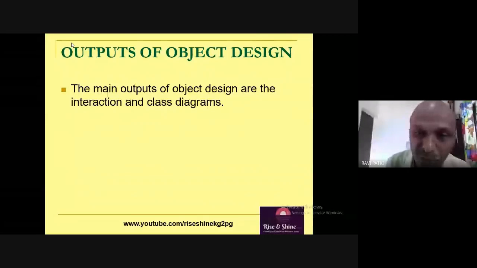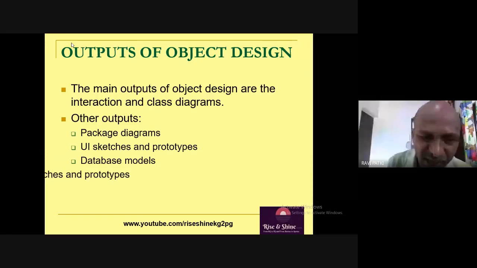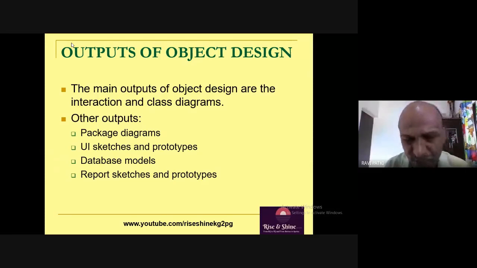The main output of object-oriented design are the interaction and class diagrams. Other outputs are the package diagram, UI sketches and prototype, database models, and report sketches and prototype. So this is the output of our design. The main output of object design are the interaction and class diagrams.